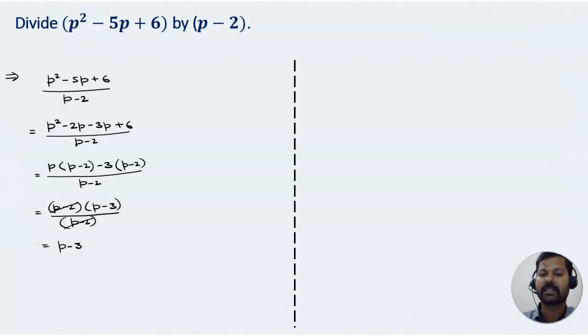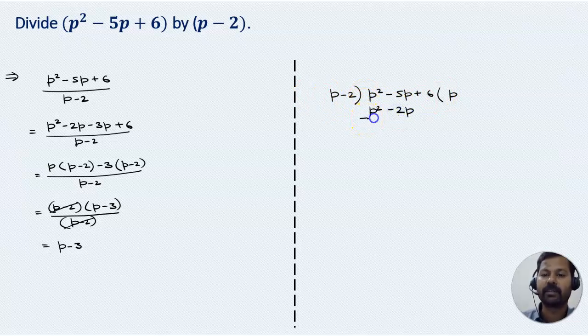So let's check our answer by doing actual division. We have to divide p square minus 5p plus 6 by p minus 2. Whenever we are dividing an algebraic expression with another algebraic expression, we need to look at the first term of both divisor and dividend. So here we have p and here we have p square. With which variable or number should we multiply p to get p square? That is p only. So p into p is p square and p into minus 2 is minus 2p.